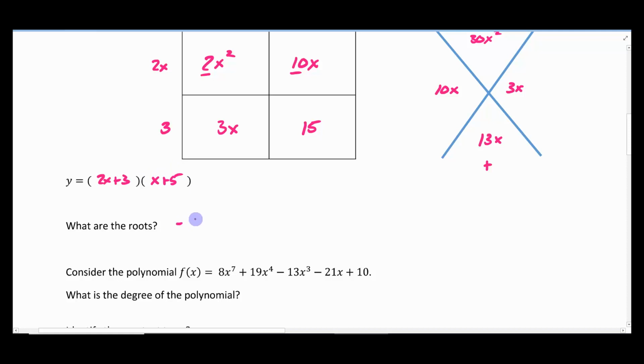So one of our roots is negative 5, and the other one, I might need to do a little bit of work on that one. So if we just take 2x plus 3 and set it equal to 0, we can do a little bit of algebra and just solve this thing.